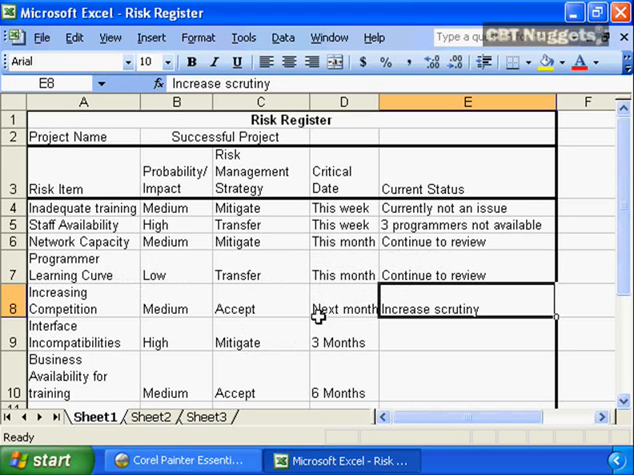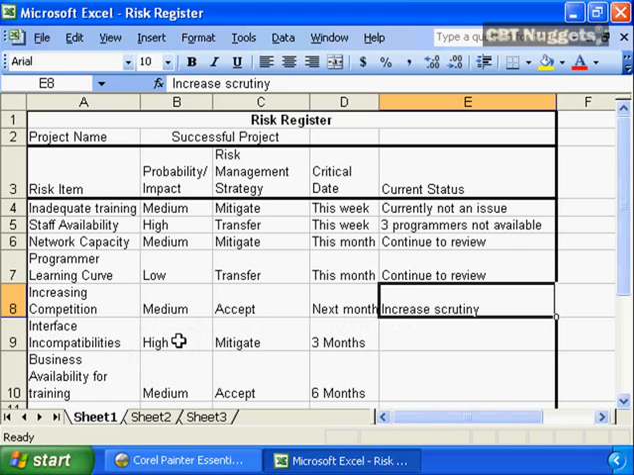As we get further out on our timeline, the next month, increasing competition, medium, accept, is increasing scrutiny. It's beginning to show up on our radar screen. We need to start to examine the impacts related to increasing competition to determine the impact it's going to have on our project. We have other very serious risk events.